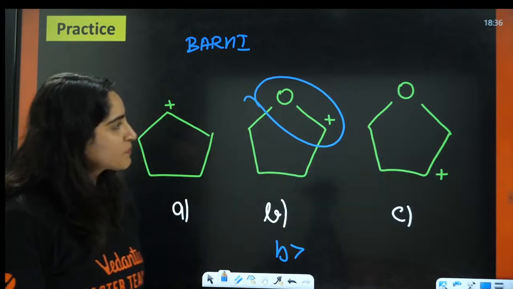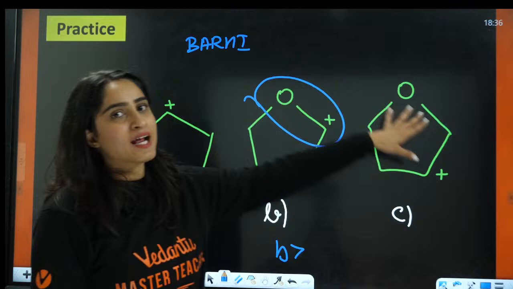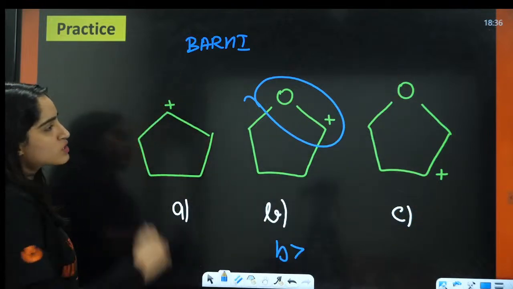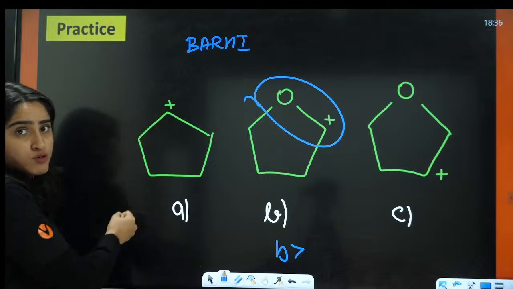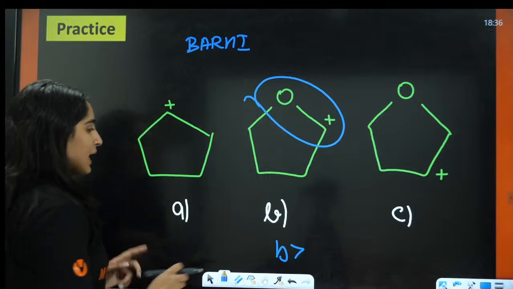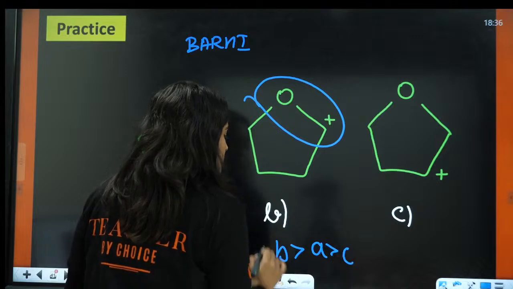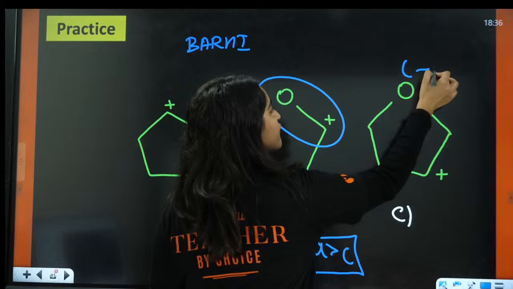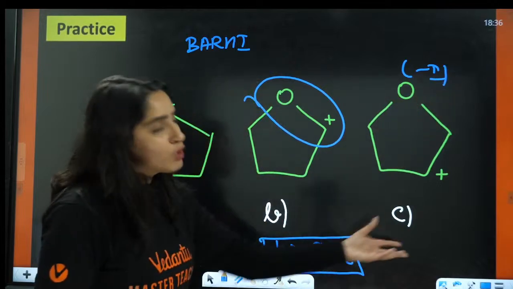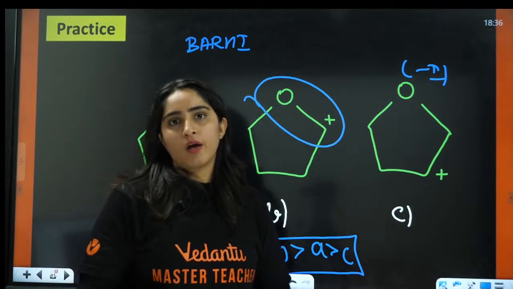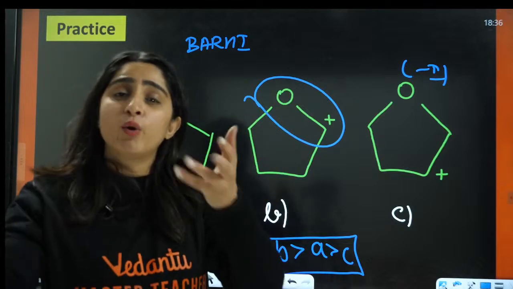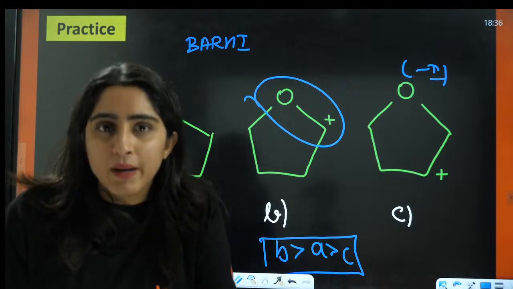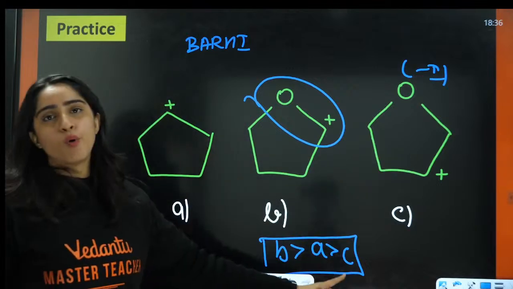This has oxygen, which is more electronegative, so it will pull the electrons. The other doesn't have any oxygen, so there is no pulling of electrons. So A is more stable than C. Because of the minus I effect of this oxygen, it will pull electrons from a positive species that is already electron deficient, making it more unstable. So C is the most unstable.